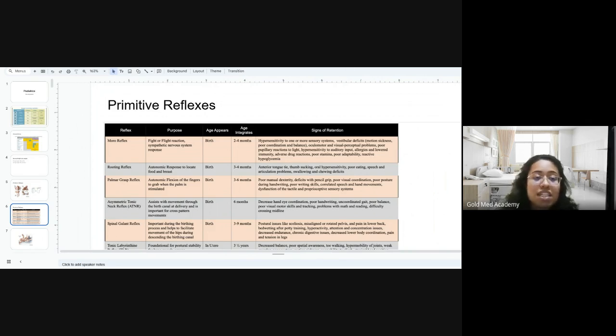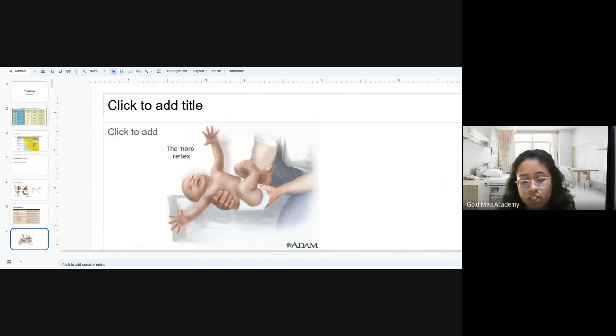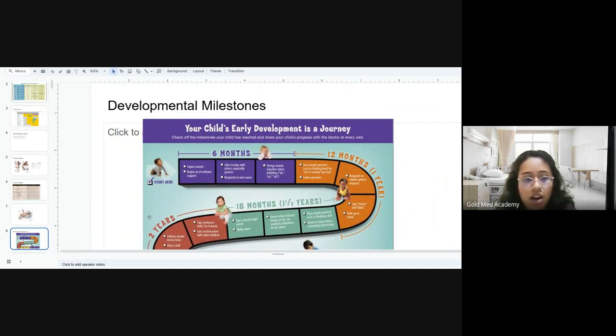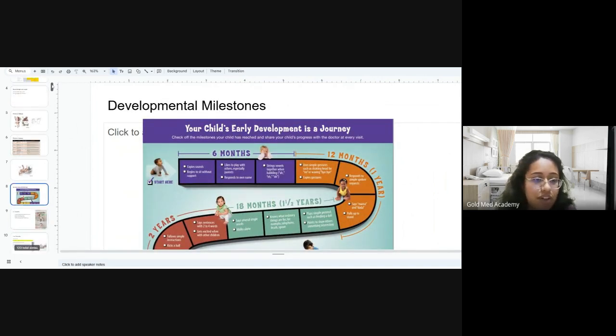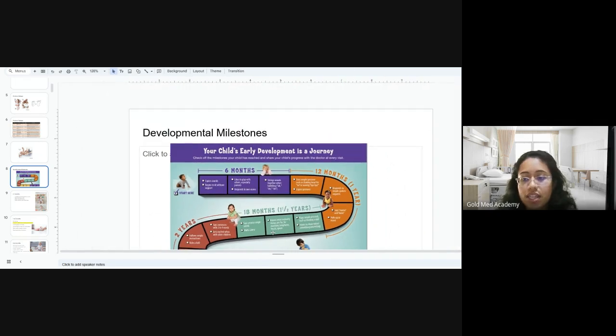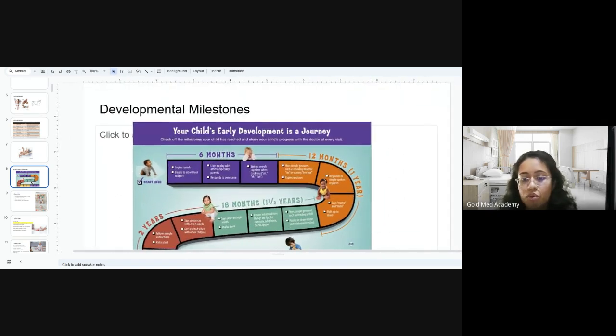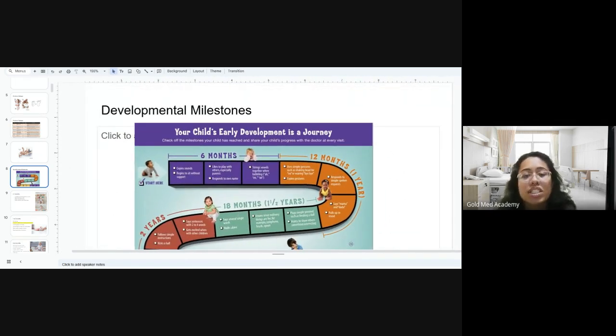And then you also have the sucking reflex, which is if you put anything in their mouth, they're going to start sucking on it. That again is a primitive reflex to help them survive, to help them find the bottle, find the nipple, and be able to feed. Okay, so those are the reflexes that you need to remember. All right, let's get into some developmental milestones, and then we'll talk about what's normal and what's not.